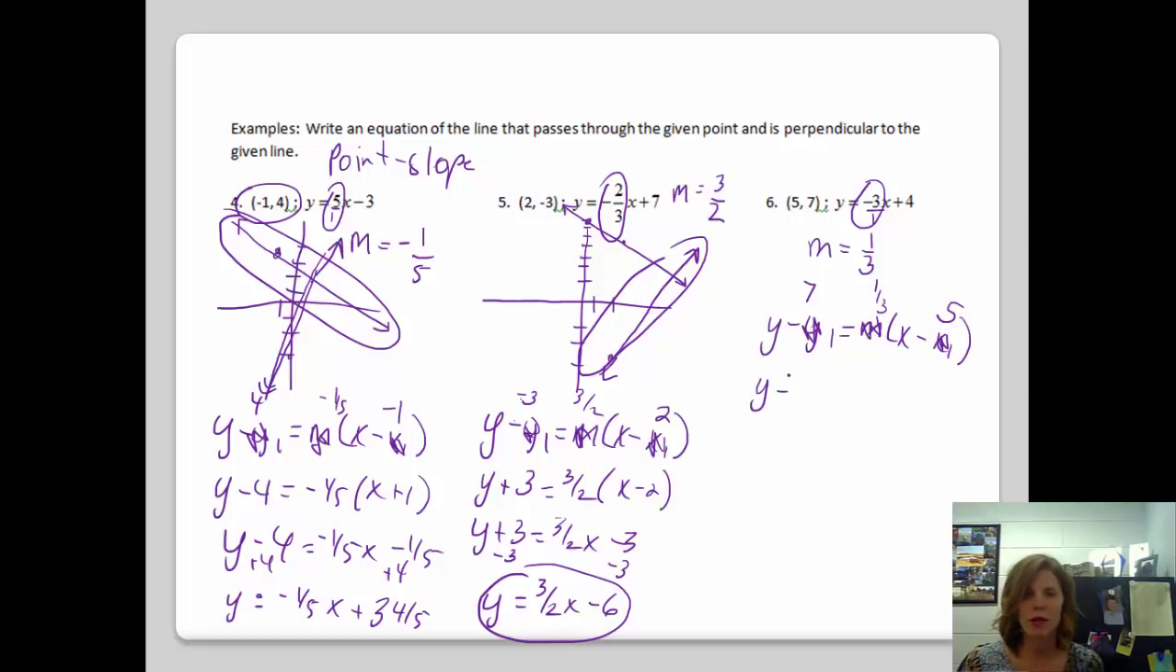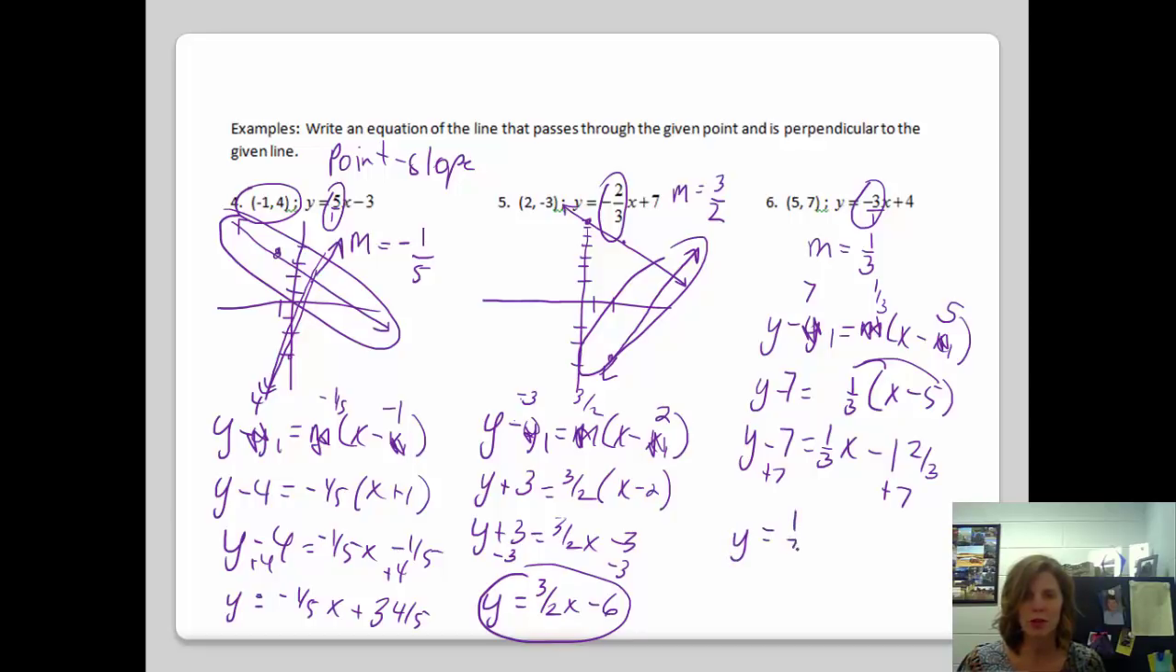Okay, so I have y minus 7 equals 1/3 times x minus 5. I'm now going to distribute, so I'm going to have y minus 7 equals 1/3 x minus, if I do 1/3 times 5, I'm going to get negative 1 2/3. All right, then I'm going to add 7 to both sides, and your calculator will do that very nicely for you, so don't be afraid of that.